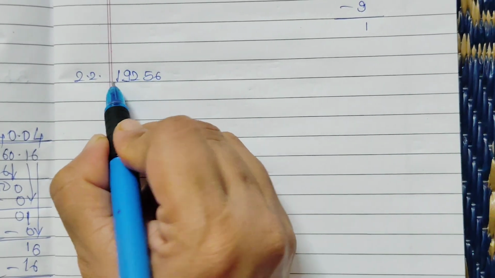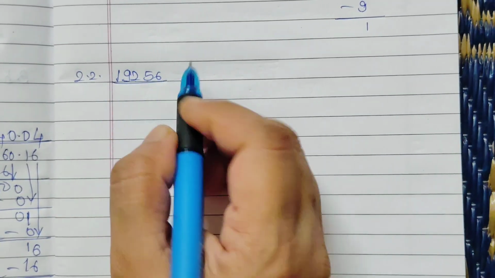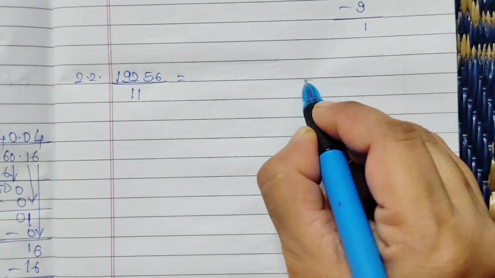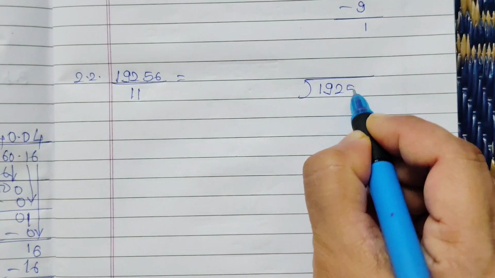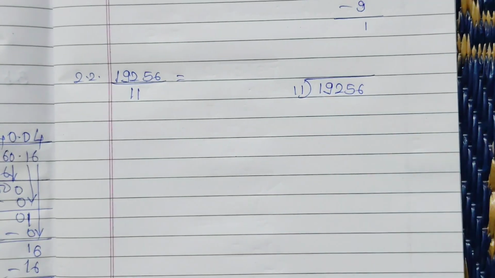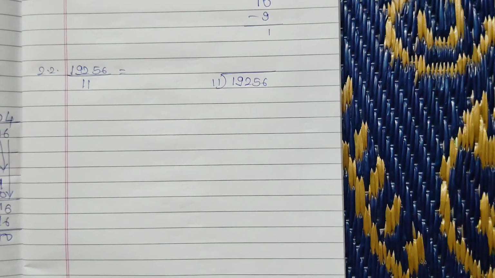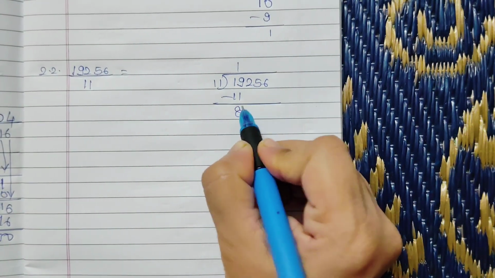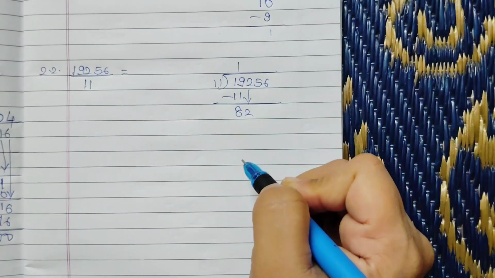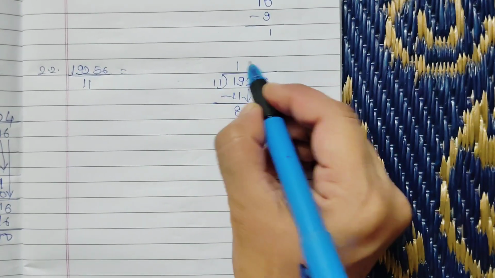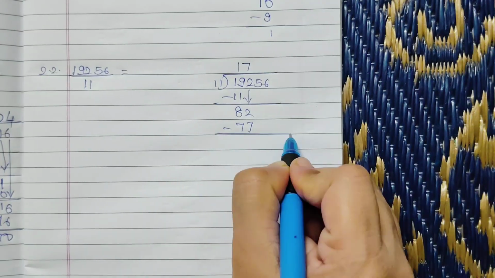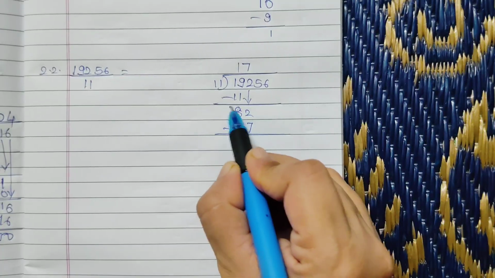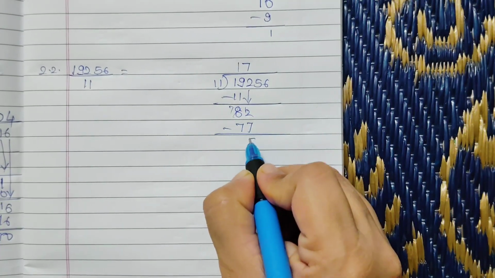19,256 upon 11. Okay, so let's divide by 11. So 11 1s are 11. So 8 will come, then this 2 comes down. So 11 8s are 88, we cannot take. So 11 7s are 77. So 12 will reduce this, 7 will come. So it becomes 12. 12 minus 7 is 5.